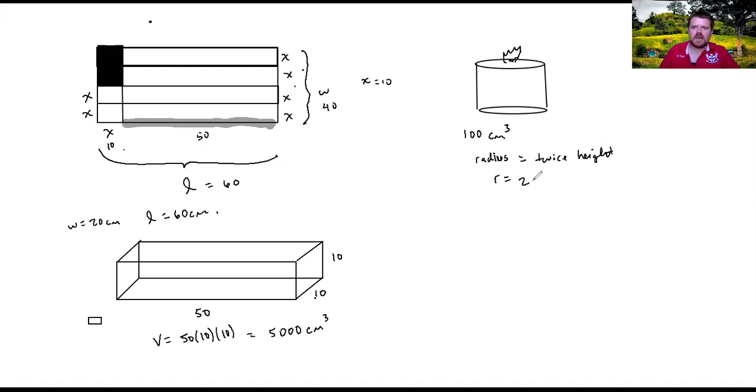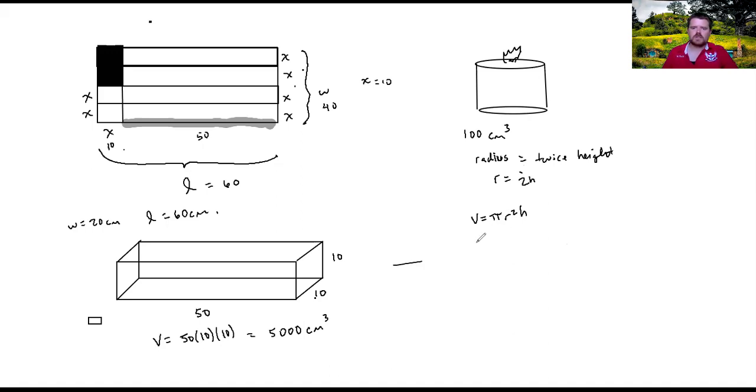I have a radius as 2h, it's twice the height. My volume formula for a cylinder is pi times radius squared times height. And I'm trying to solve for two variables, r and h. Well, I can't do that if this is the only thing given to me, because I need to rewrite this in terms of a single variable. So I'm going to use r equals 2h and plug in 2h for r in the equation.